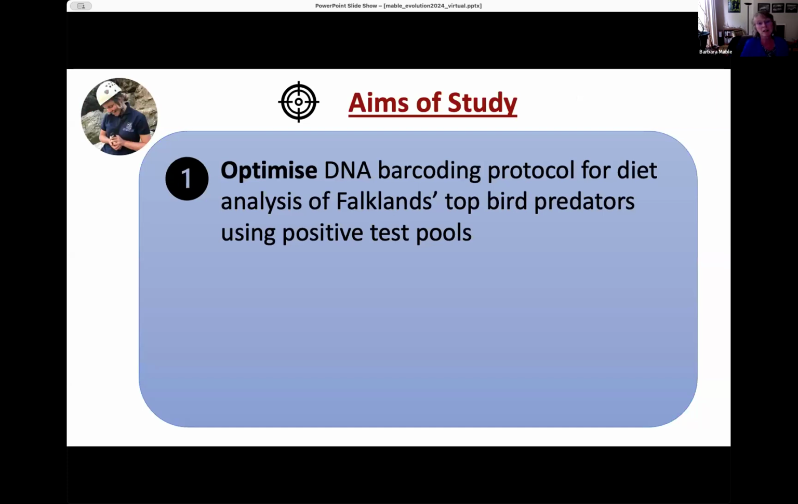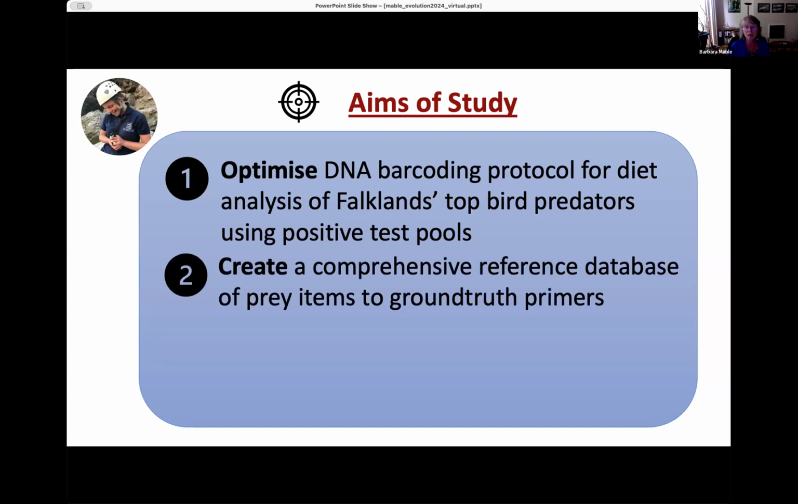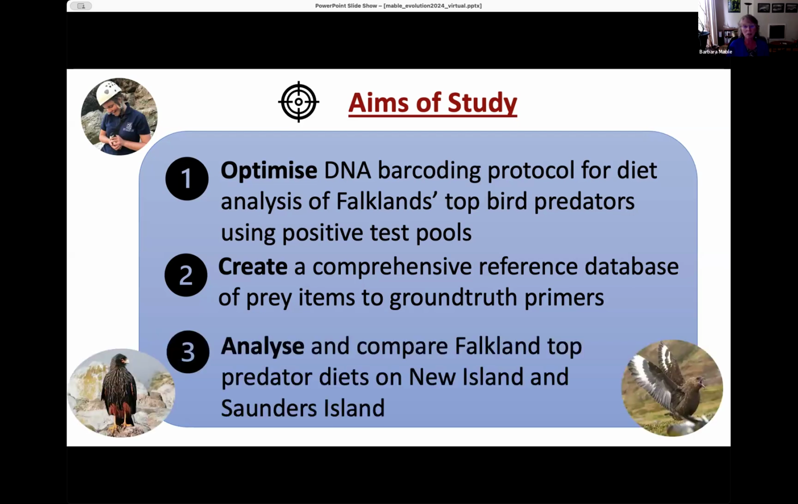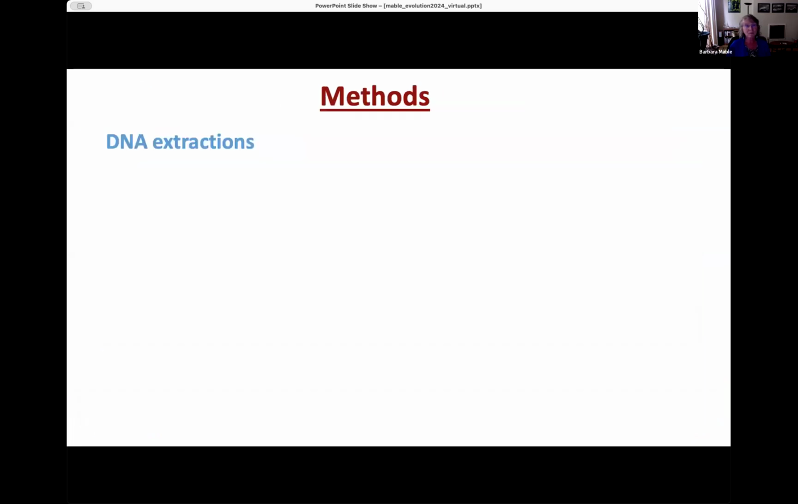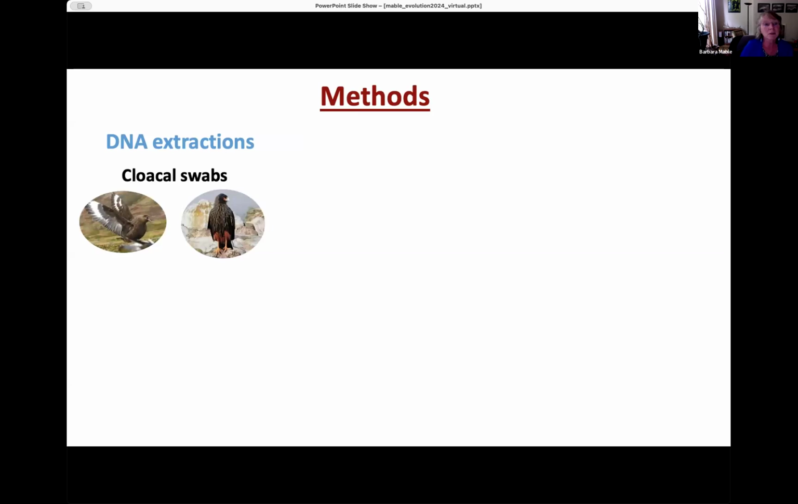So the aims of the study that was led by Eve was to optimize a protocol for diet analysis of these birds using a set of positive test pools from local species that were collected on the islands, and then use this to create a comprehensive reference database to ground truth the primers. And then ultimately what we wanted to do was to analyze the diets of these top predators on different islands with and without rodents. And so the first thing we did was the DNA extractions.